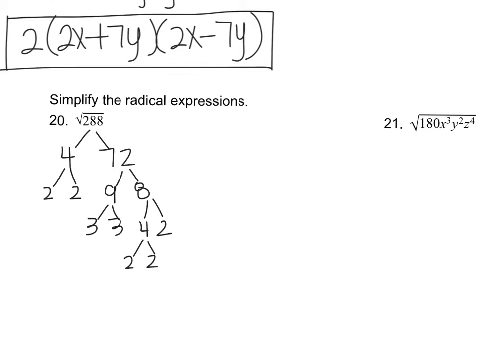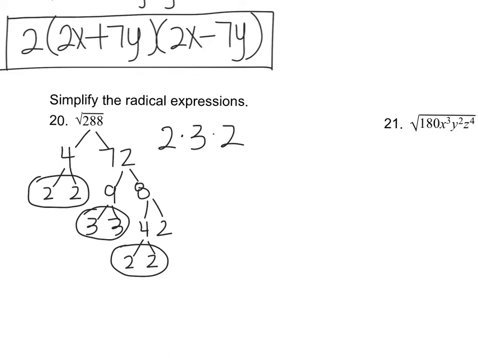Because this is a square root, in order to bring something outside, I have to have 2 of the same number. So if I'm looking for pairs of 2 of the same number, I actually have 3 different sets. I have a pair of 2s, a pair of 3s, and another pair of 2s. So when I pull those groups outside of the square root, I'm going to have 2 times 3 times 2, so all of my different pairs multiplied together. Then underneath the square root, I would multiply anything back together that didn't have a pair. And the only value I have left is 2. So on the outside, 2 times 3 times 2 is going to give us 12. And underneath the square root, we're going to have 2.